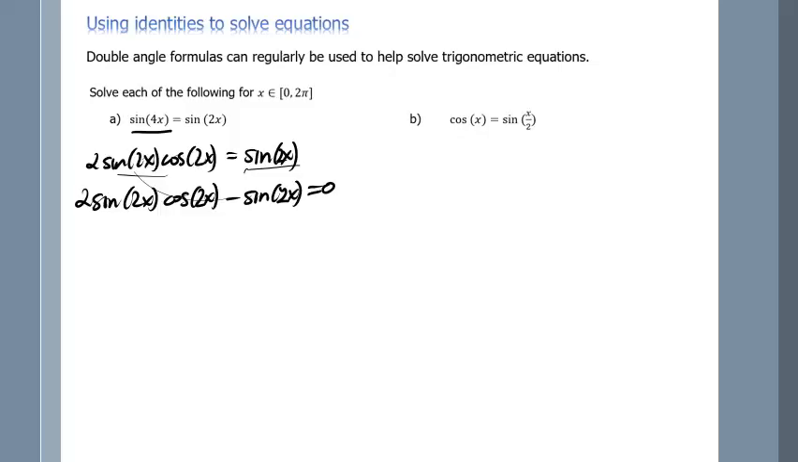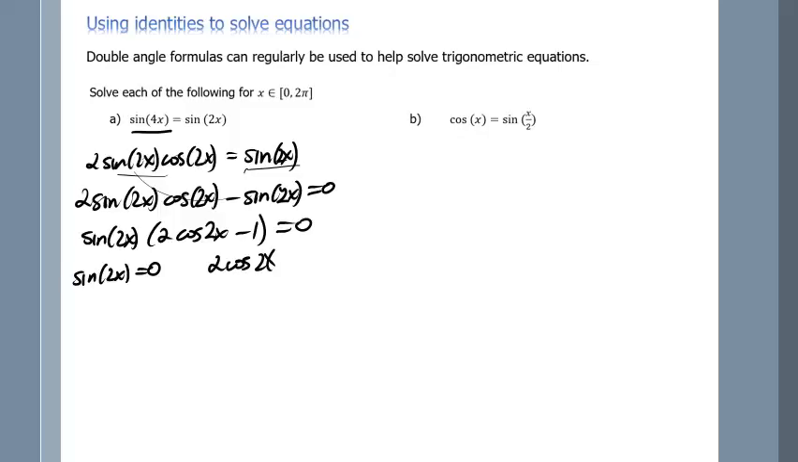Then we take out our common factor, which is sine 2x: sine 2x times 2 cos 2x minus 1 is equal to 0. So we get sine 2x equals 0, or 2 cos 2x equals 1. I've just brought that to the other side in one step. I get cos 2x is equal to a half.